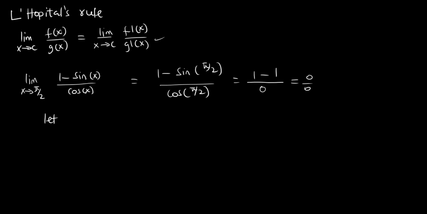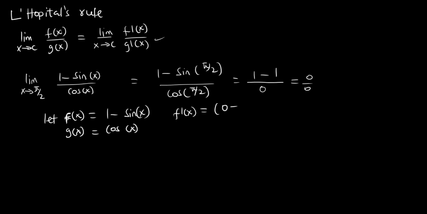You're going to let f of x be equal to 1 minus sine of x, then g of x to be equal to cosine of x. Now let's find the derivative of these two functions. For f prime of x, we know that the derivative of 1 is 0. So we're going to have 0 minus the derivative of sine of x, which is cosine of x. So this will give us minus cosine of x. Now let's find the derivative of g of x, which will be g prime of x. That would be equal to minus sine of x.